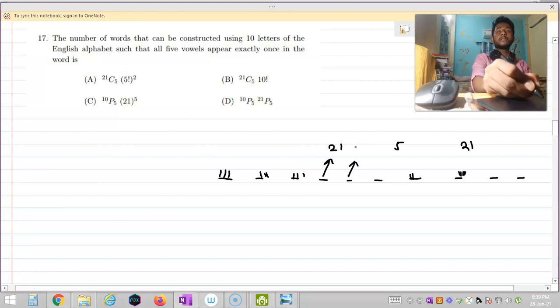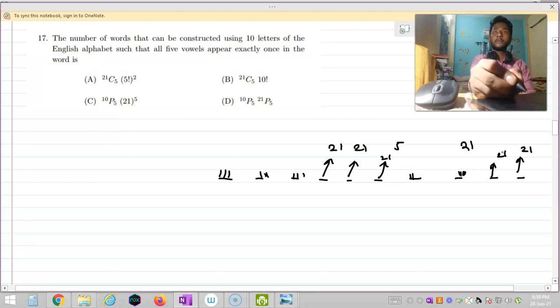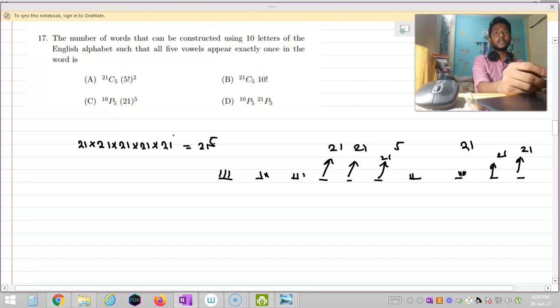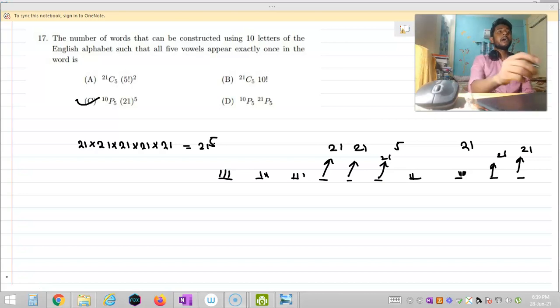So this is 21 into 21 into 21 into 21 into 21, so it is 21 to the power 5. In our answer, 21 to the power 5 must be present. So I can say that option C is our correct option, although we don't have the answer yet. Now we already found the correct option, and we are going to find our answer.